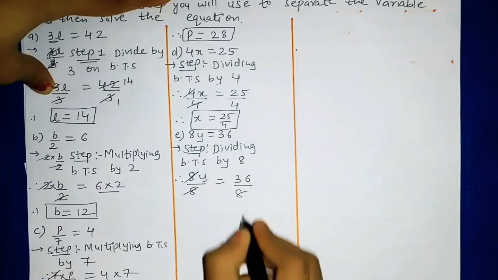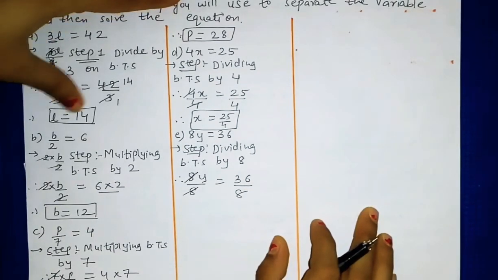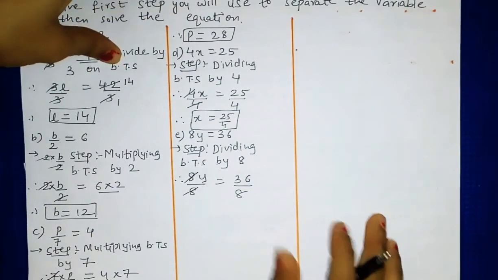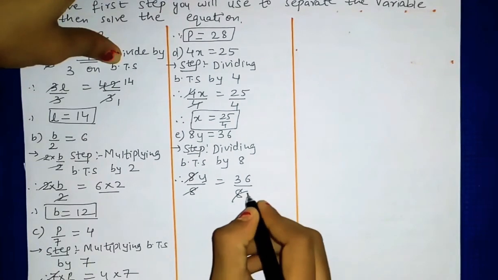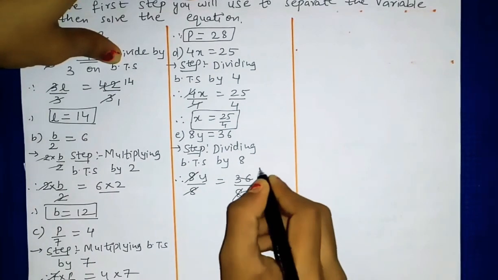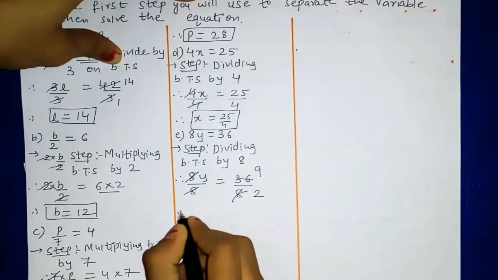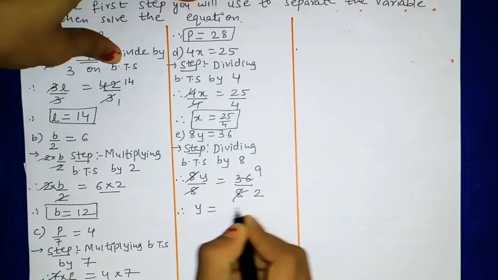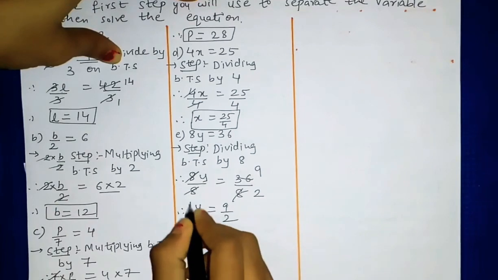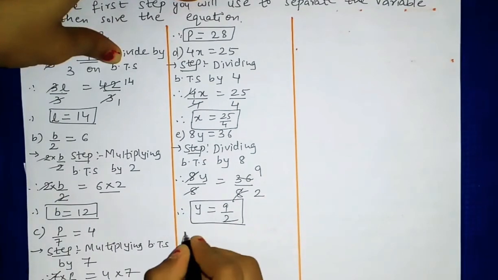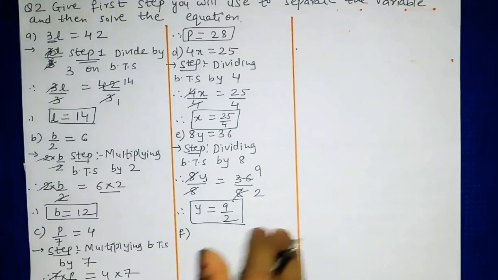Here 8 and 8 cancel. Here 36 and 8 we have to reduce. Both are in the table of 4. 4 2s are 8 and 4 9s are 36. So 9 upon 2 is left. So this side y is left and this side 9 upon 2 is left. So this is our answer for the variable. Now moving ahead with the next question.